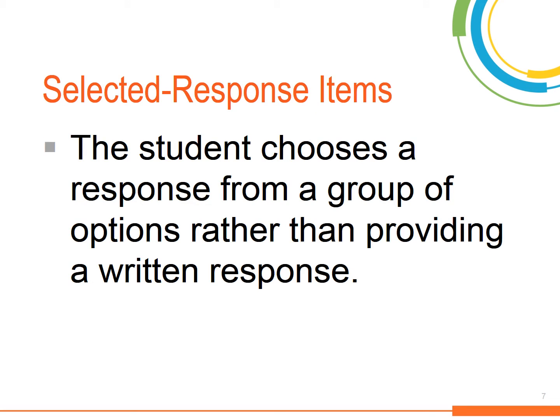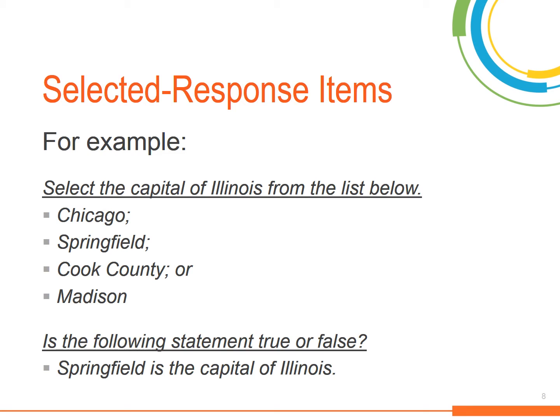We're most familiar with the selected response item form of assessment. It is one in which the student is asked to select each response from a set of specific alternatives. Because the student chooses a response from a group of options, rather than providing a written response, such an assessment is called a selected response assessment. Examples of selected response items include matching, true and false, and multiple choice. Here on the slide there are a few examples.